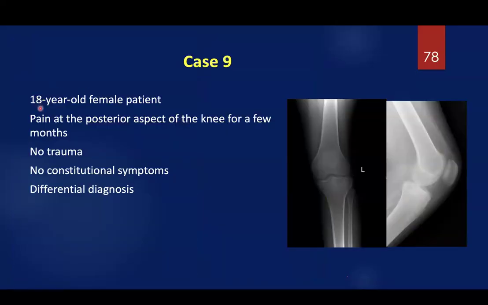Case number 9, this is an 18-year-old female patient, pain in the posterior aspect of the knee for a few months, no trauma, no constitutional symptoms. If you look at this lesion, there is a lesion right there in this area. And if you look carefully in the x-rays, this lesion is ballooning the cortex, right? There is a neocortex formation right at this area.